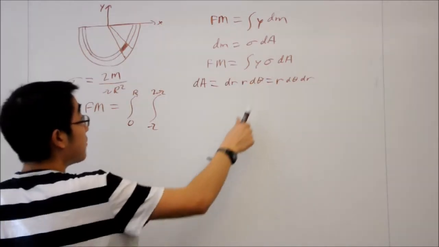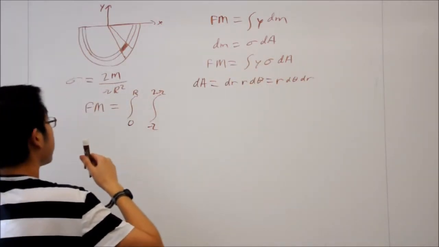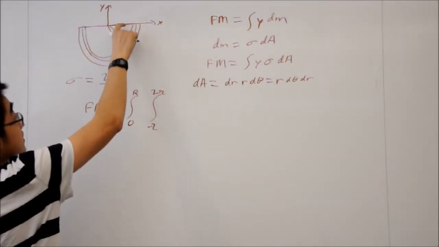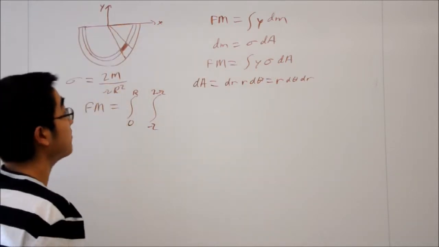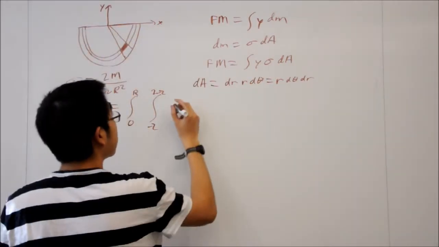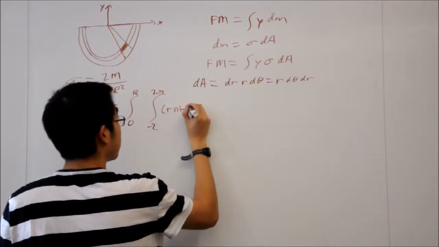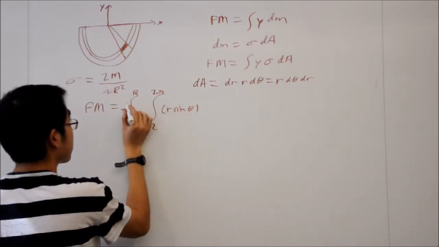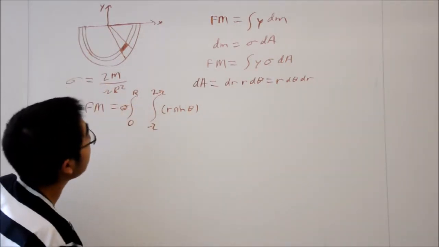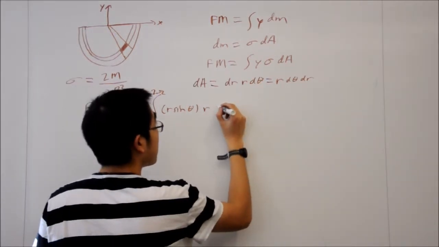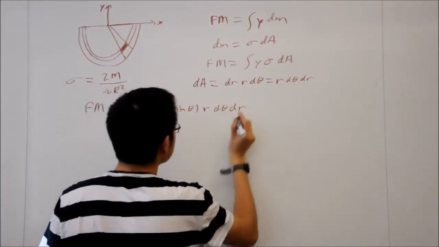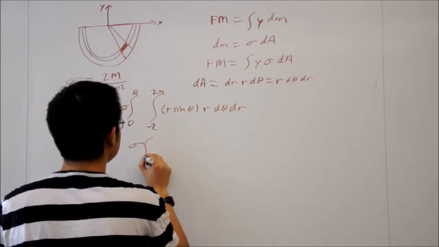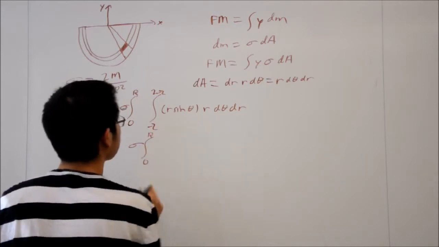So now we just find what y is in terms of theta and r. If you're given theta, then by geometry, the y component is just r sine theta. So we have r sine theta, and we can bring out the sigma since it's a constant, and we have dA, which is just r d theta dr. So that simplifies to sigma integral from 0 to big R of r squared.